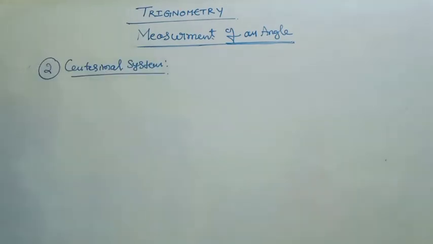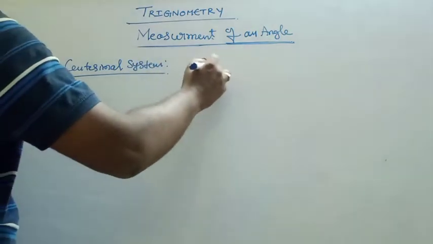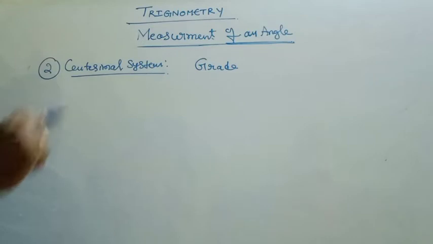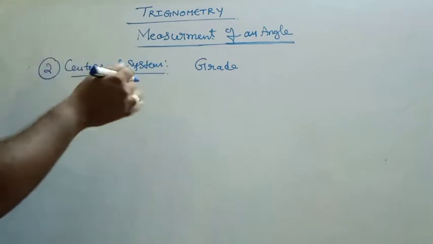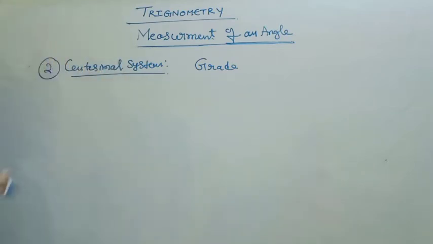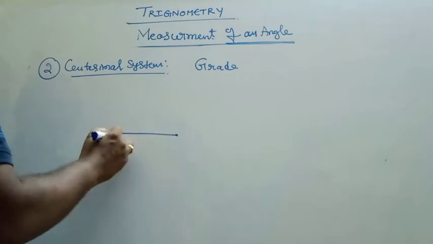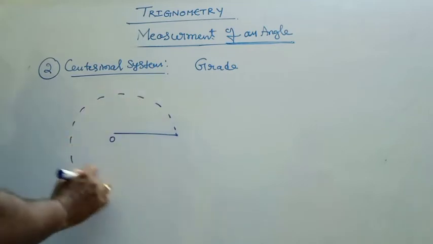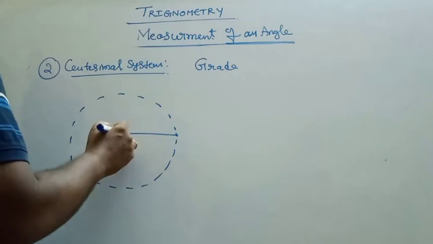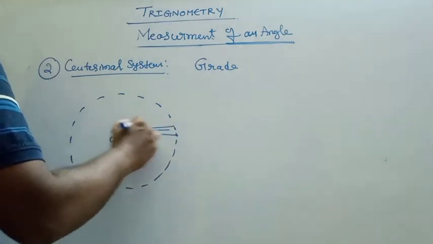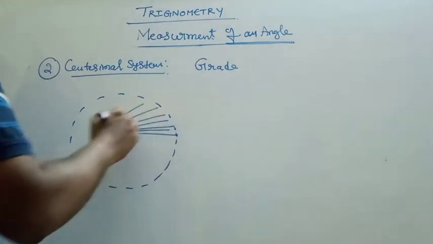Now the second system is the centesimal system. Here the unit of measurement is the grade. In the previous system, the hexadecimal system developed by British people, the unit of measurement is the degree, and here it is the grade. Let us observe very keenly how a grade is defined and how the calculations are taken. Suppose you take one complete angle; they have divided it into 400 equal parts, like this.